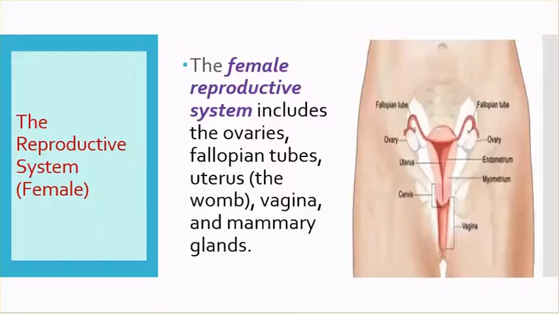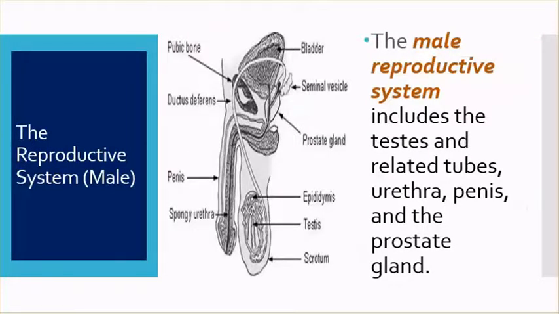The female reproductive system includes the ovaries, fallopian tubes, uterus, the womb, vagina, and mammary glands. The male reproductive system includes the testes and related tubes, urethra, penis, and the prostate gland.